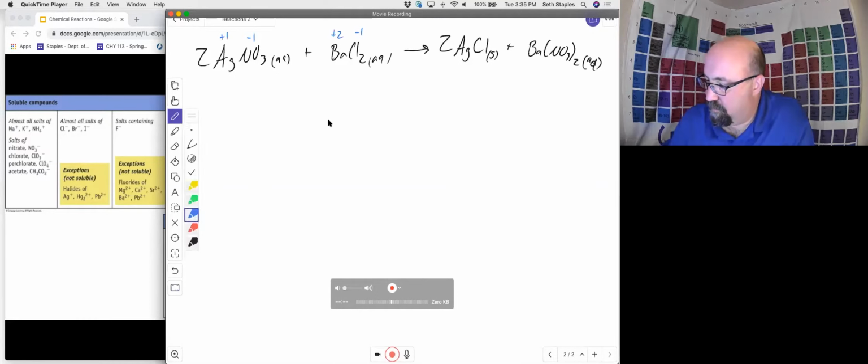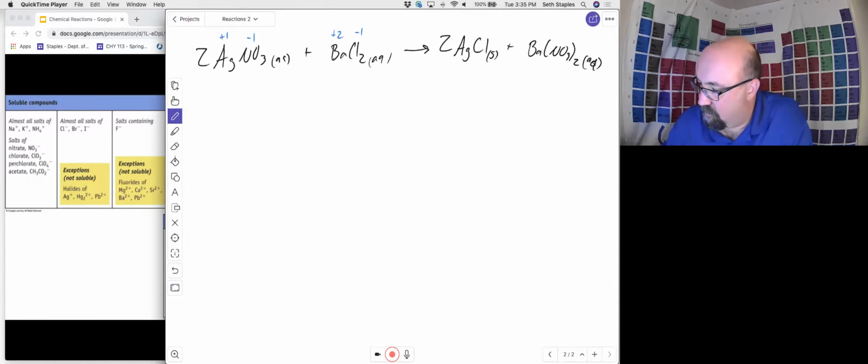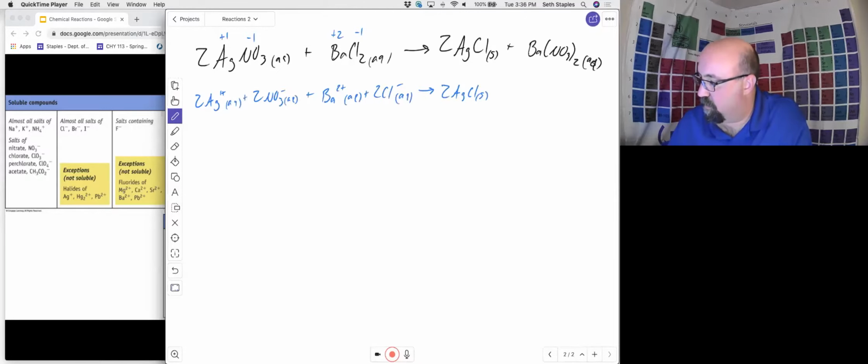So we're going to split up our silver nitrate, 2Ag plus, plus 2NO3 minus, so our Ba2 plus, 2Cl minus, forms our AgCl solid, plus our Ba2 plus and our 2NO3 minus. So now we have our complete ionic equation for this reaction.